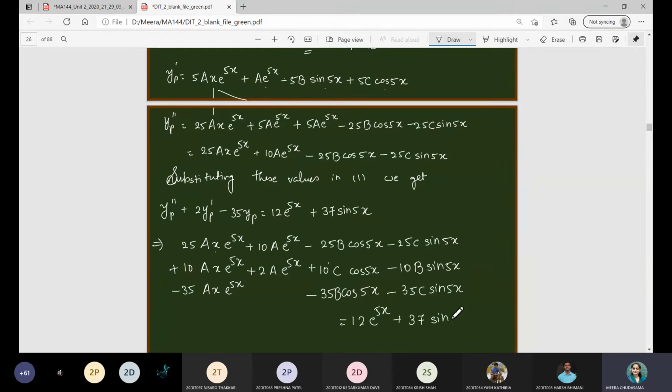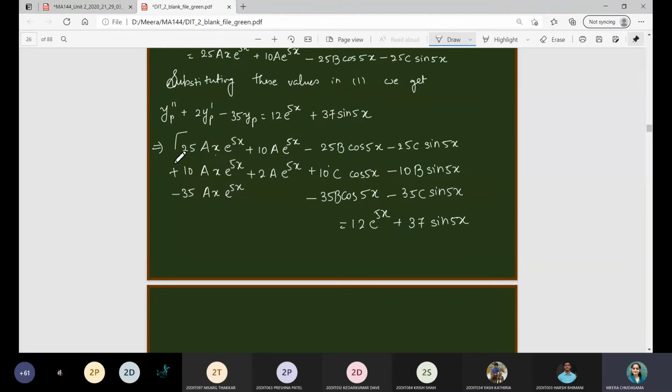So this is what the left hand side is equal to: 12 e raised to 5x plus 37 sine 5x, we are given. So let us simplify this one. For the simplified form, I will write these brackets. When simplifying, you can see that this is 25 plus 10, 35, so this will cancel out with this one. Then it is 12a e raised to 5x as the simplification.